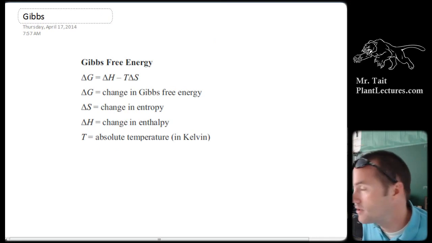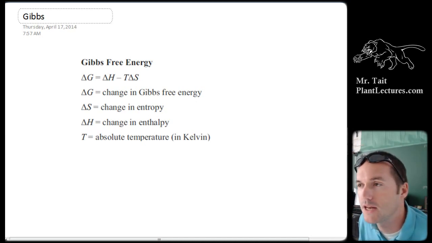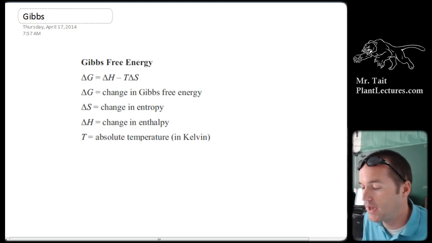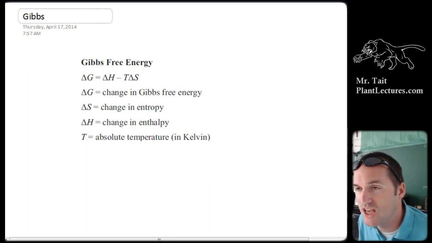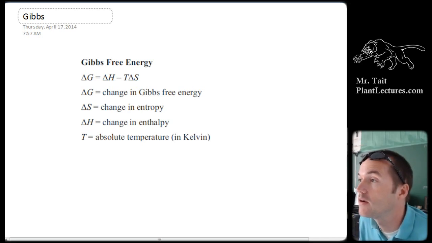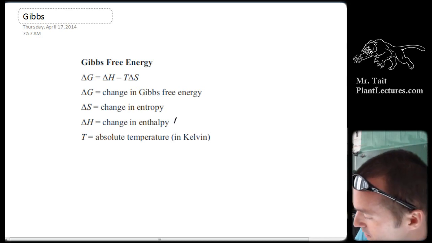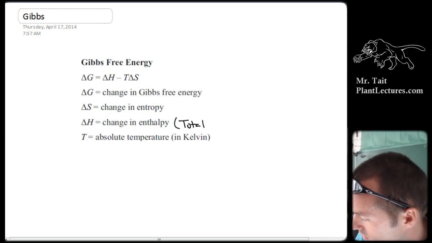So first thing I want to do is talk about what these things mean, because even though it says entropy and enthalpy and Gibbs free energy, I want you to have a better understanding of what those mean in case they ask you a question on it. Okay. So it says delta H is the change in enthalpy. What is the change in enthalpy? What is enthalpy? It is the total energy of the system. So enthalpy is total energy.